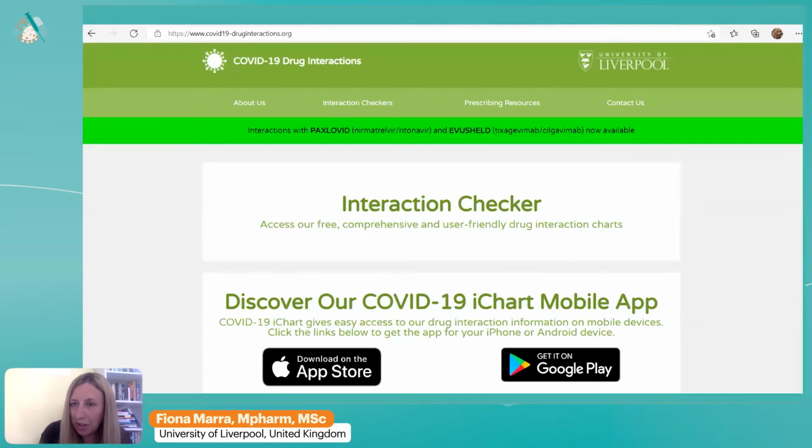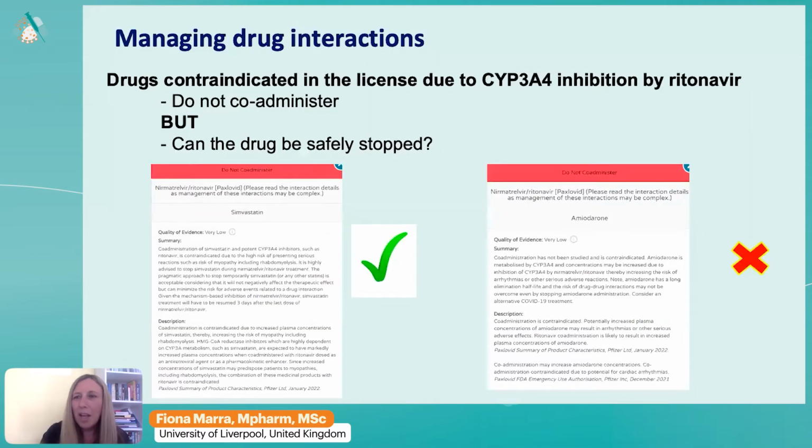And on the Liverpool drug interaction website, if you put in all your medications, then of course you'll get the summary of recommendations that everybody will know well from our HIV, hepatitis and cancer websites. The managing of drug interactions, though, is different with COVID and Paxlovid, particularly because of the 5-day course. Previously, if you saw a red interaction, that would mean not recommended or contraindicated, and therefore you would need to find a different co-medication.